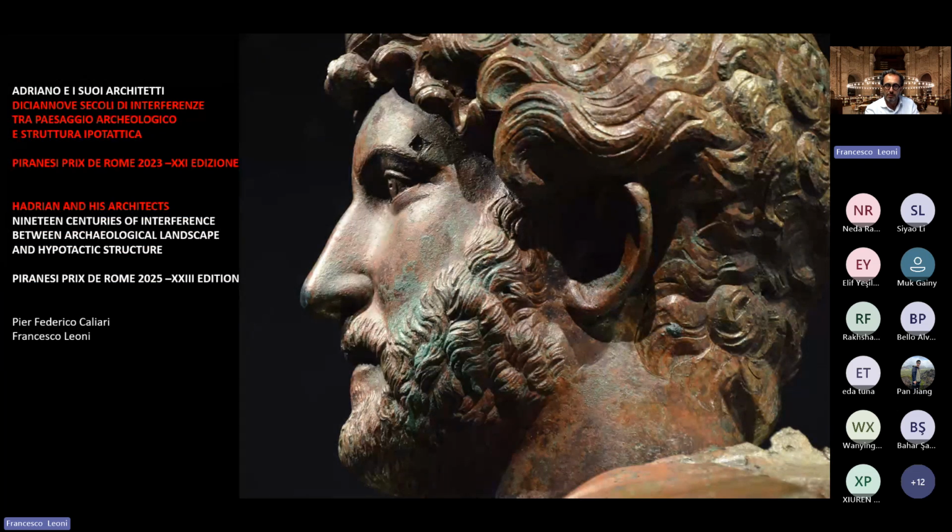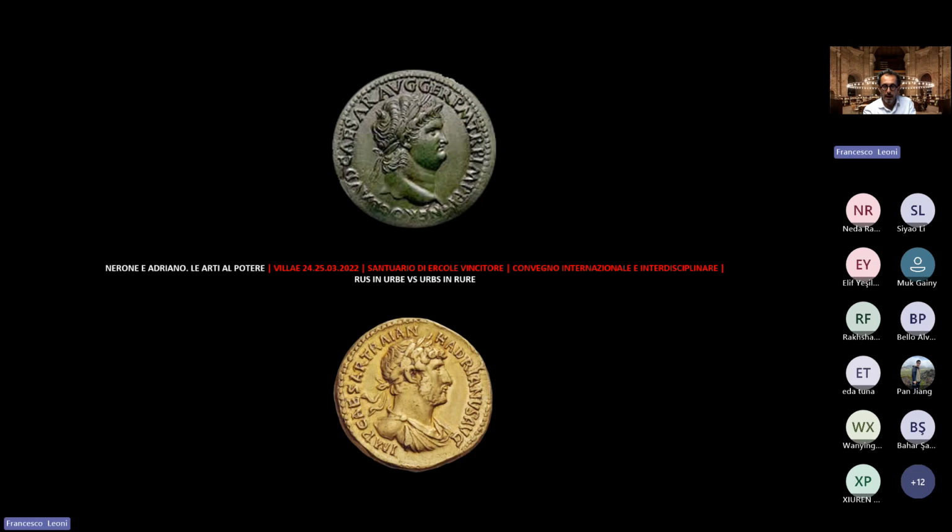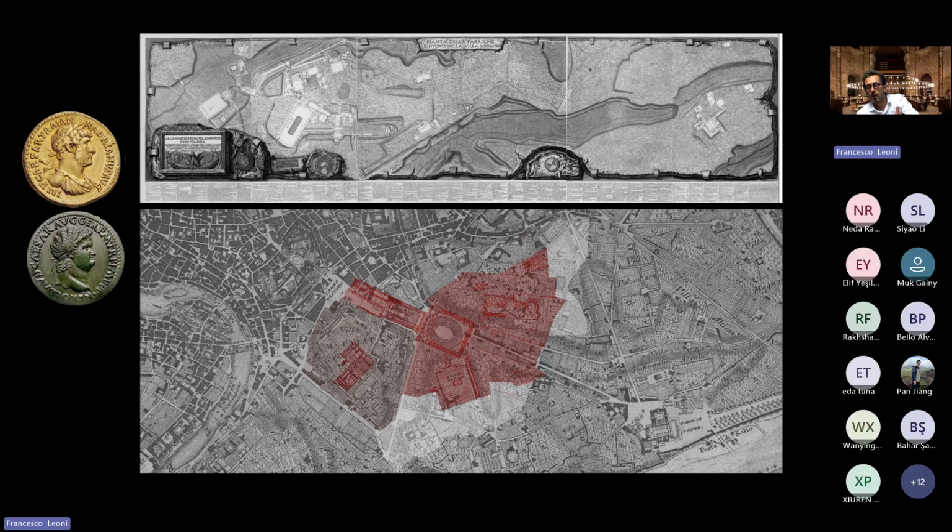Today we're going to speak about Hadrian and the principles and rules that lie behind the needs and the design process of Villa Adriana, and a very important comparison between a couple of interventions. Hadrian and his architects, second century, interference between archaeological landscape and paratactic structure. Part of this lecture was presented during an international congress 3 years ago. And basically, this is what we're going to talk about.